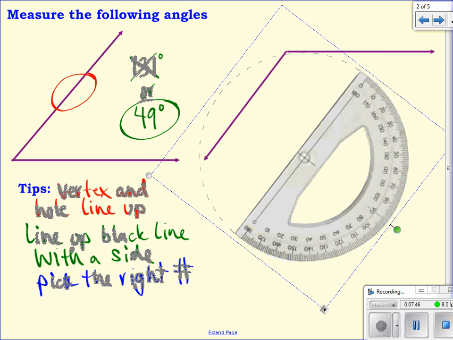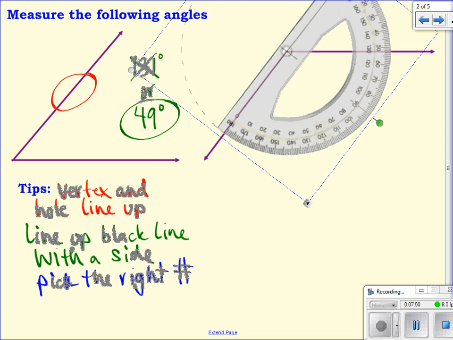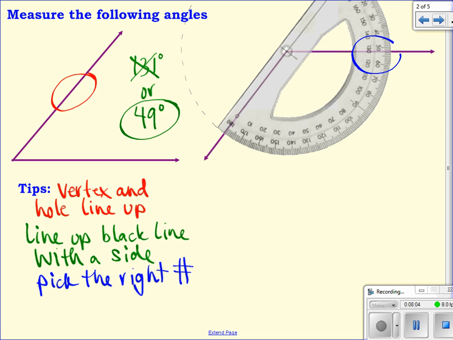And just because you can pick either side, I'm going to line it up with that side instead of the horizontal one. We should get the same answer. You can line it up with the one on the top if you want to. And then you look where the other ray crosses through. Okay, so I did the red step here, line the vertex and the hole up, line up the black line with a side. Now we need to just pick the right number.